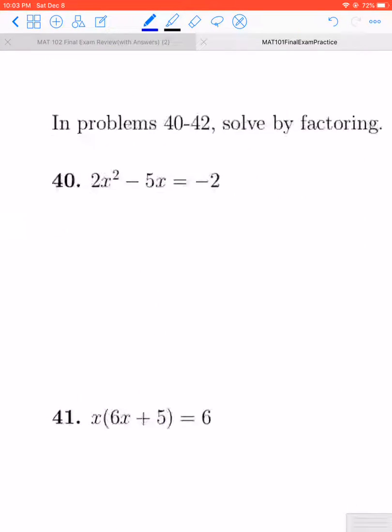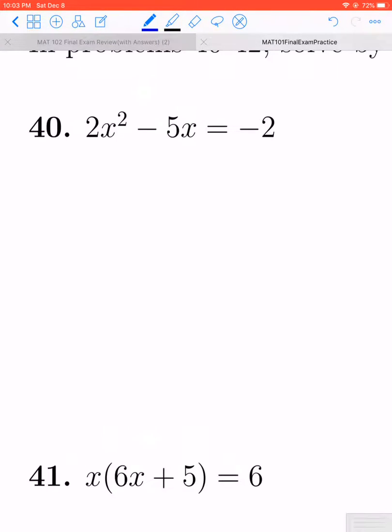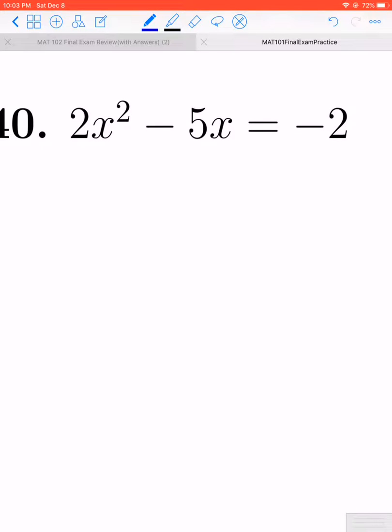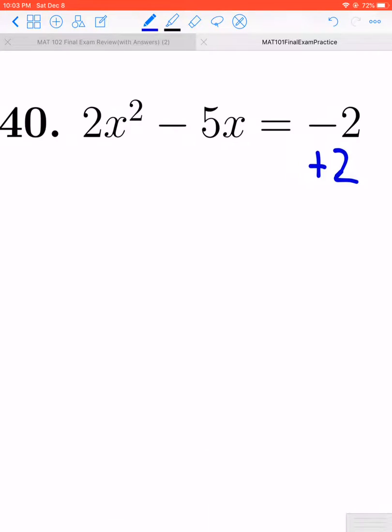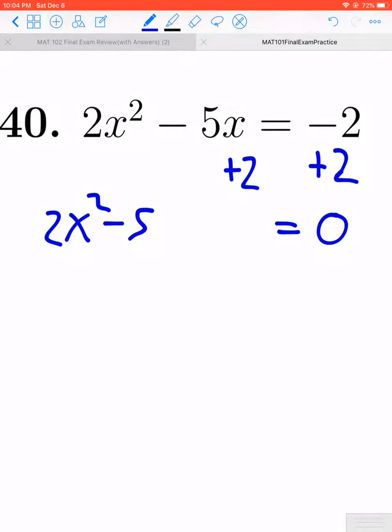We now move on to solving quadratic equations. The basis for solving these is we want to get one side equal to 0 first. So for number 40, I would begin by adding 2 to both sides. I get 0 equals 2x squared minus 5x plus 2.